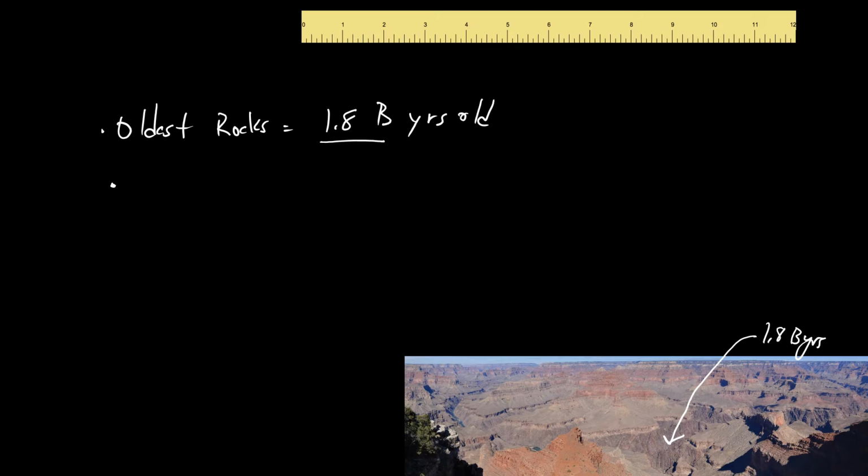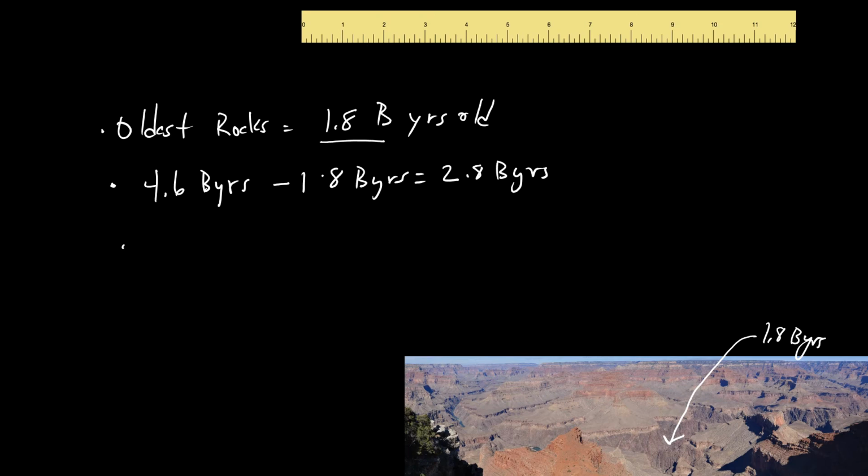Well, how long ago, when did that occur relative to the beginning of the Earth? We take the total age of the Earth, 4.6 billion years, subtract 1.8 billion years, which works out to be 2.8 billion years. So these rocks were formed 2.8 billion years into the history of the Earth.